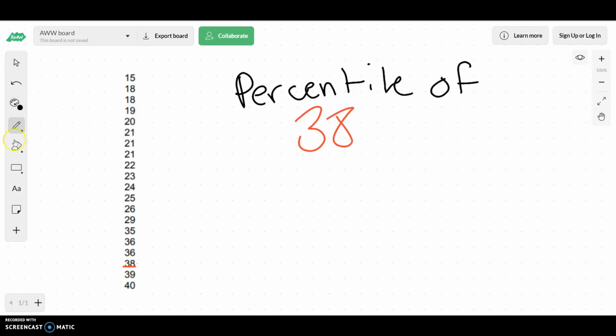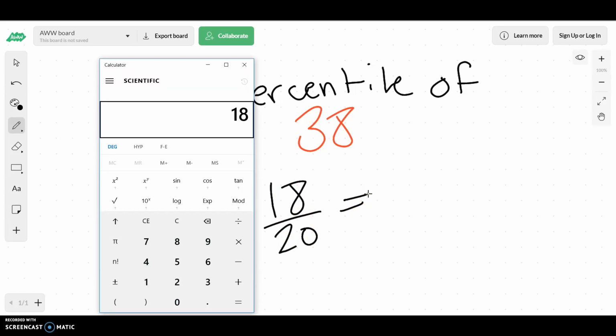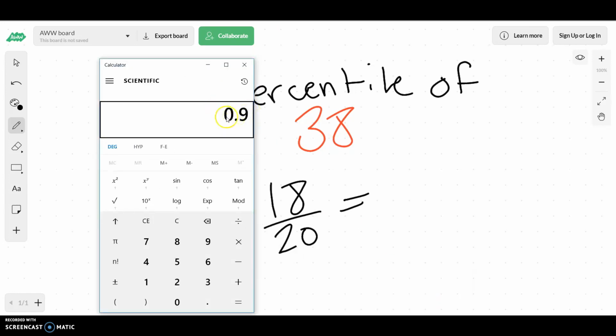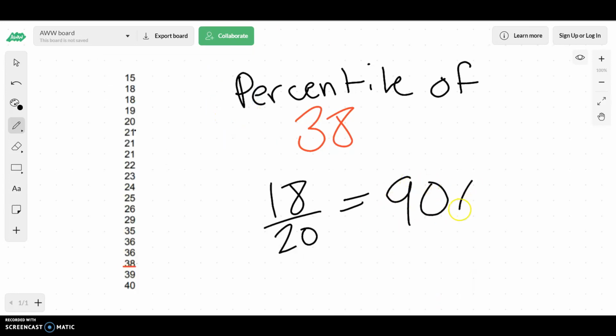To do this again, we have to count up all the numbers. So we count all the way up to 38, which, since there are 20 numbers, is the 18th number. And 18 divided by 20 would give us 0.9, which is not 9%, that's 90%. So that's the percentile of that.